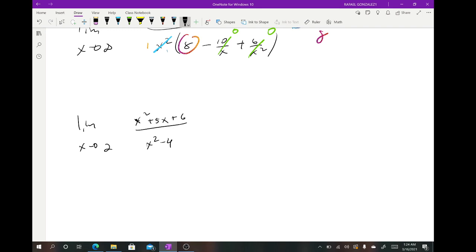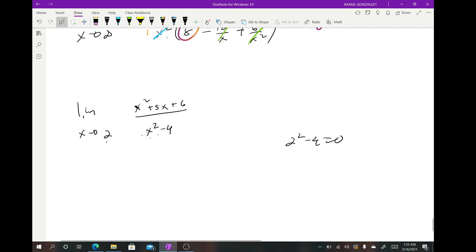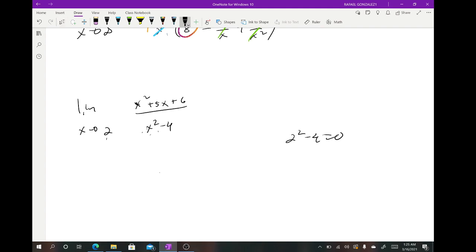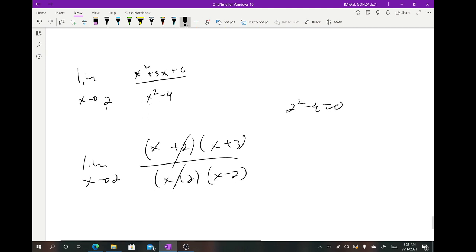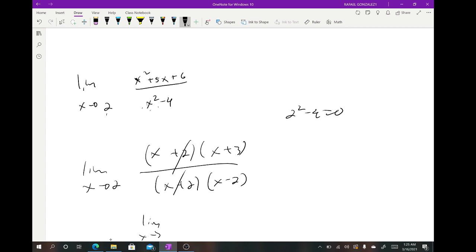and somebody tells you to find this limit, then notice that direct substitution is not going to work, because when you plug in 2, the denominator is equal to 0 because 2 squared minus 4 is 0, so you cannot plug in right away. Somebody gives you a limit like this, then what you should do is factor. That's your first step, try to factor the numerator. So this numerator factors as x plus 2 and x plus 3. The denominator is the difference of two perfect squares, so that factors as x plus 2 times x minus 2. And now you could cancel, so you have the limit as x goes to 2 of x plus 3 over x minus 2.